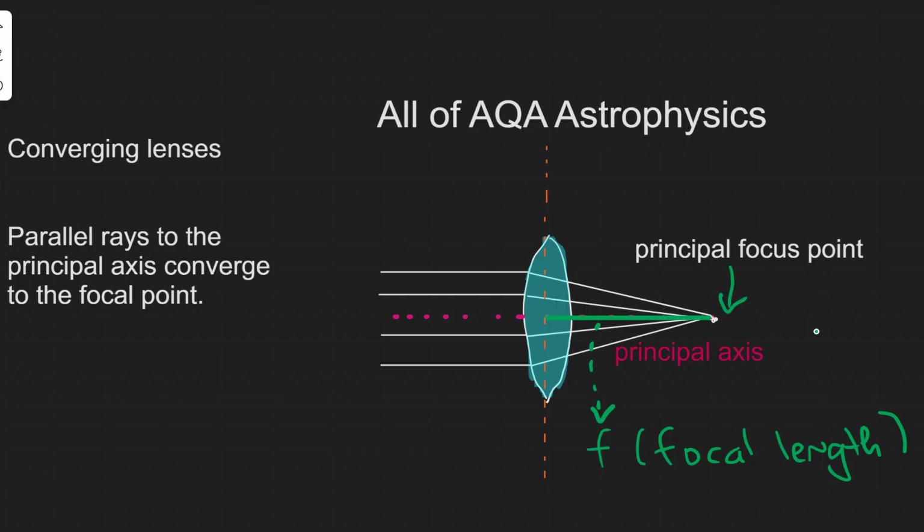The focal length is known as the distance from the central axis of the lens, or the central line that goes through the lens, to the focal point. That is our focal length, typically given the symbol f. The parallel rays are actually refracted through the lens and end up at the focal point.